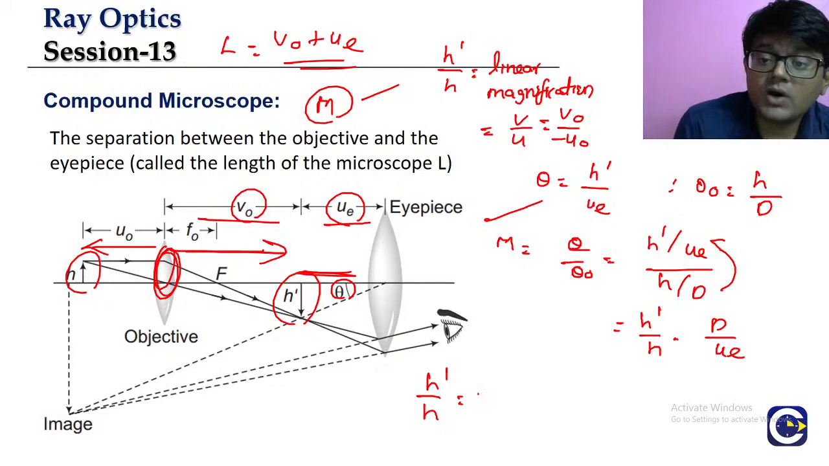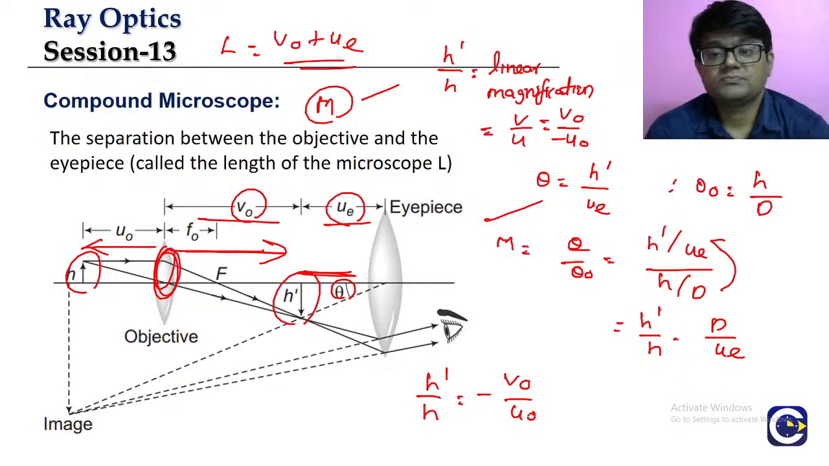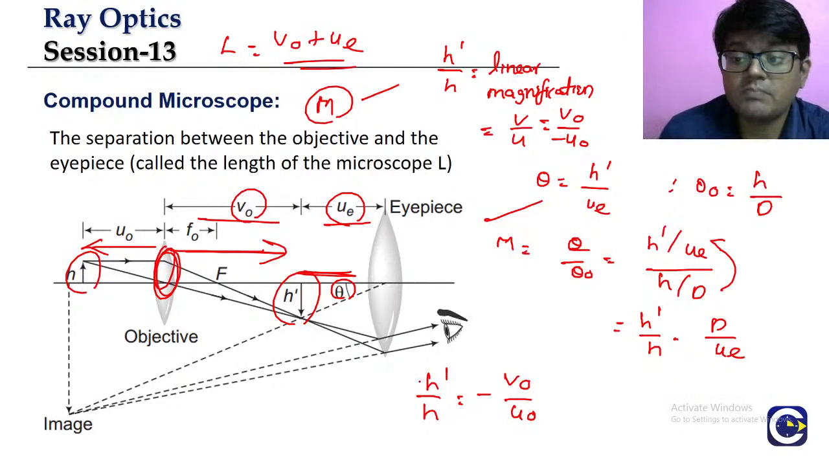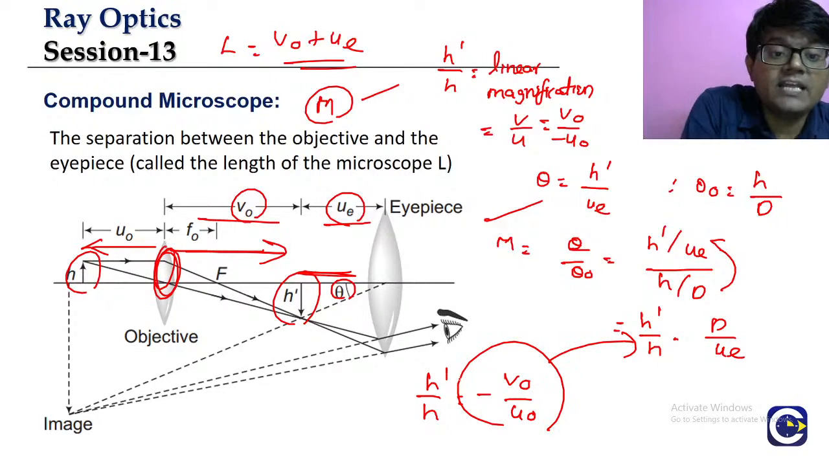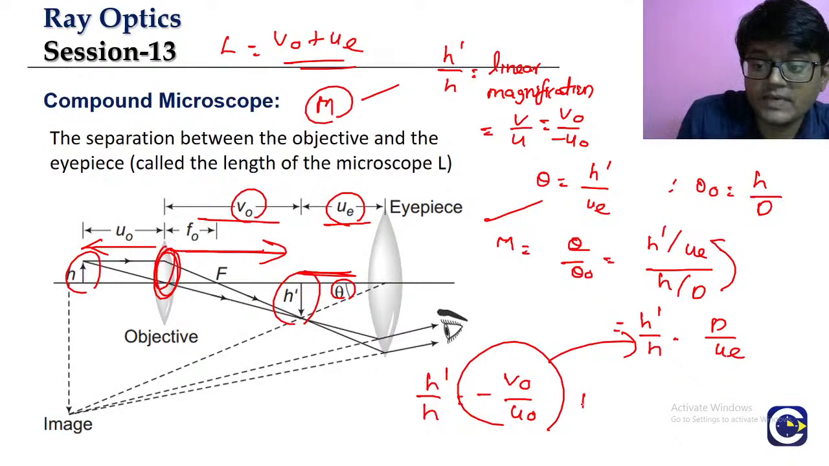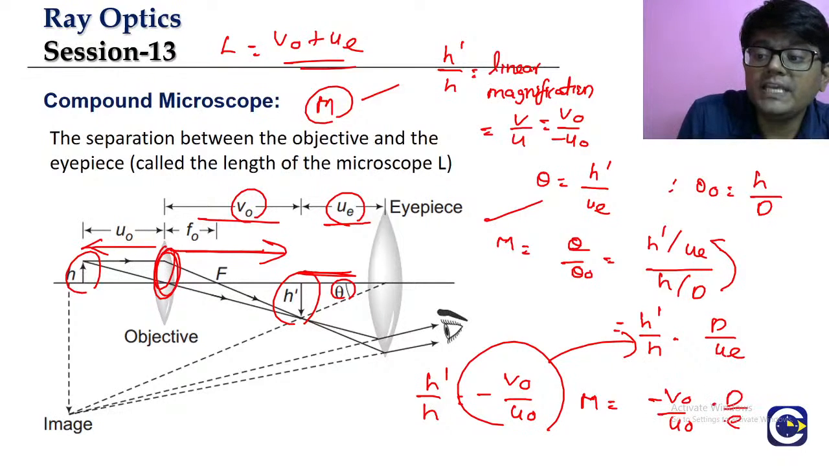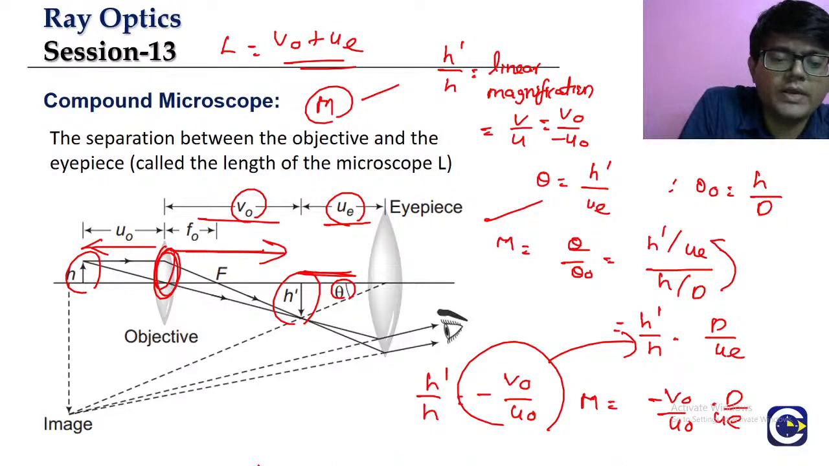So H dash by H value is equal to minus VO by UO. This is coming from the linear magnification formula for the objective. So look at this: minus VO by UO into D by UE.